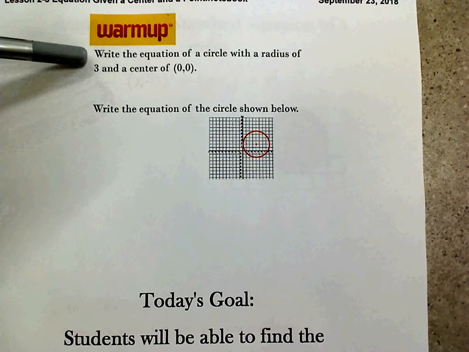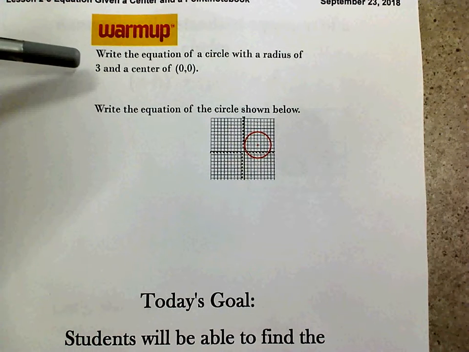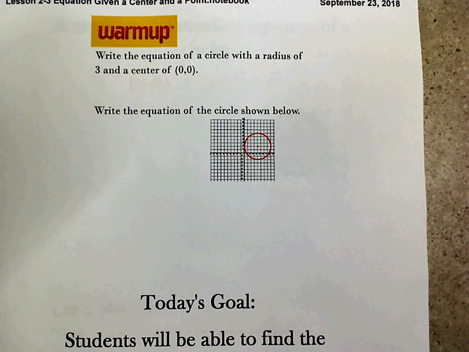It says, write the equation of a circle with a radius of 3 and a center of 0, 0. So I'm going to wait just a moment and let you guys try that on your own.